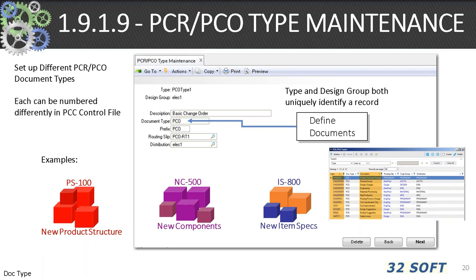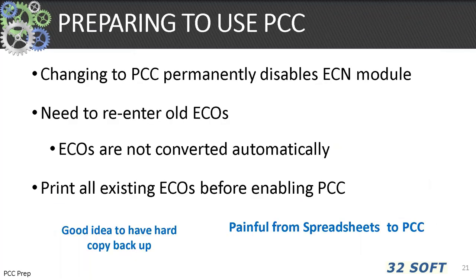The type determines the routing slip, the distribution, the prefix, and whether the change is a PCR or a PCO. The type must be defined by a valid type and design group combination. This combination links the information from PCR to PCO. The type should be set up for kinds of product changes based on the criteria for your company, the purpose of the change, product lines affected, product areas affected, etc.